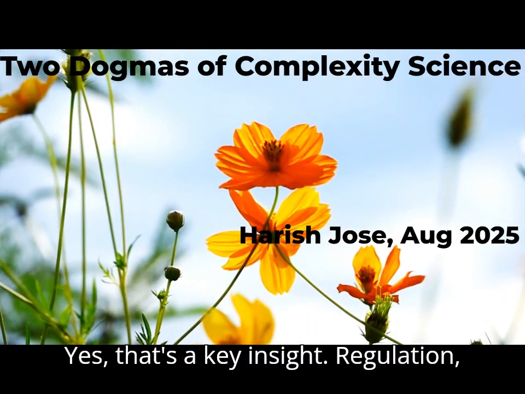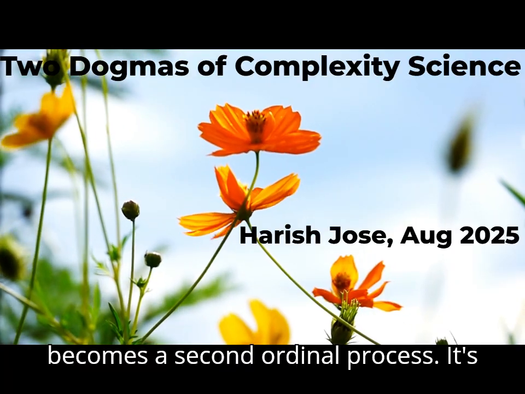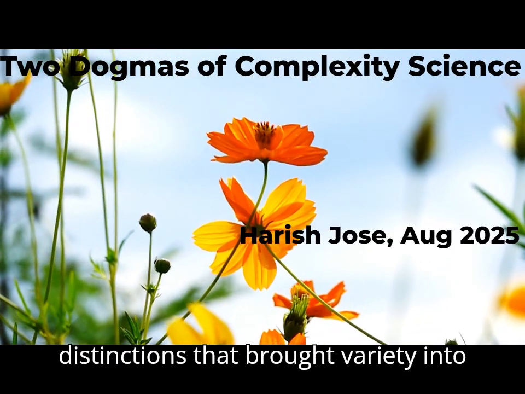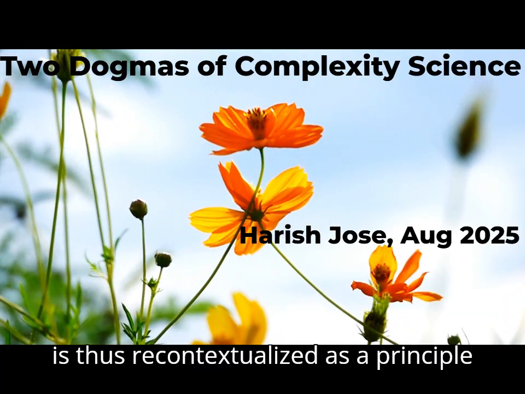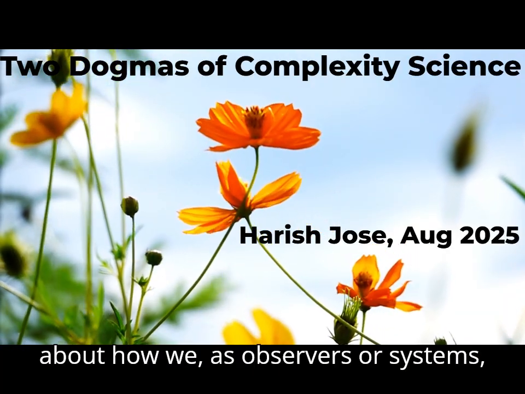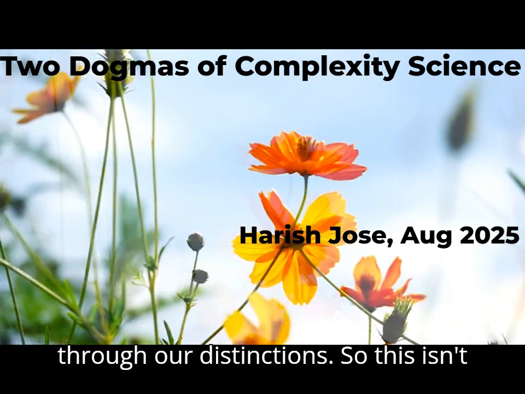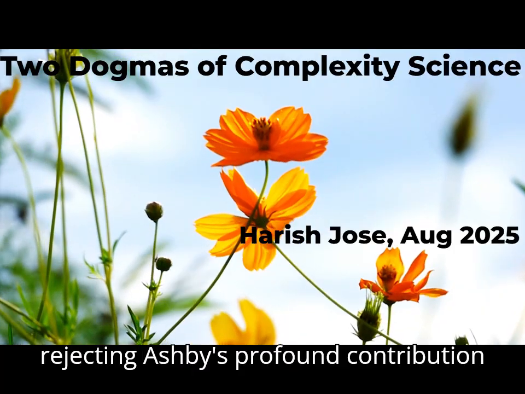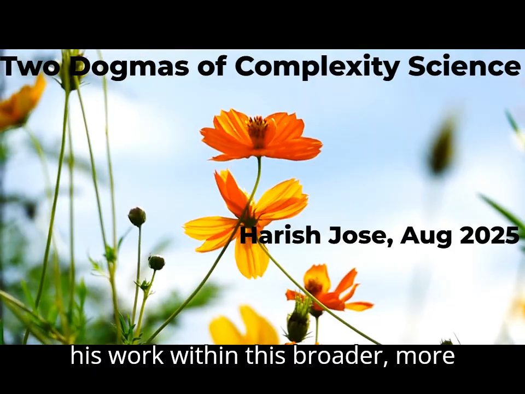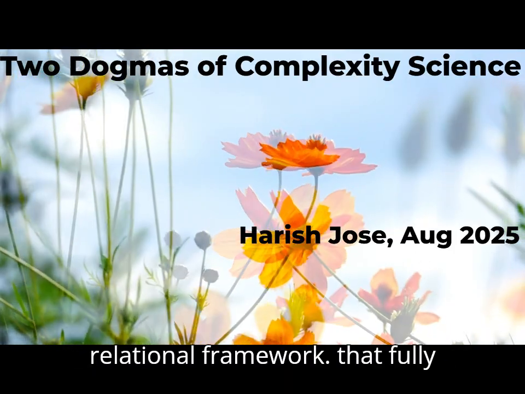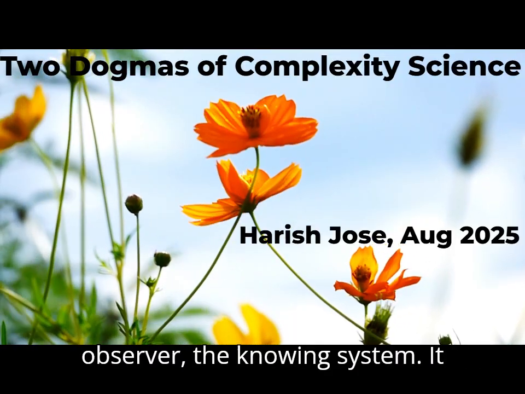Yes, that's a key insight. Regulation, which is what Ashby's law is about, becomes a second-order process. It's built upon the foundation of prior distinctions that brought variety into existence in the first place. Ashby's work is thus recontextualized as a principle about how we, as observers or systems, manage the varieties we bring forth through our distinctions. So this isn't rejecting Ashby's profound contribution at all? Not at all. It's reinterpreting his work within this broader, more relational framework that fully acknowledges the constitutive role of the observer, the knowing system.